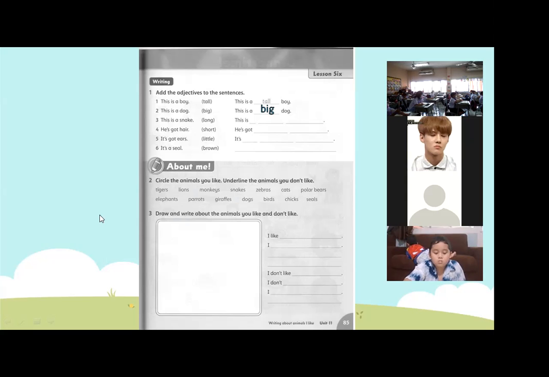Big. Who has a big dog at home? Me. That's my bear. Good dog. That's a bear. What do you do to the dog?